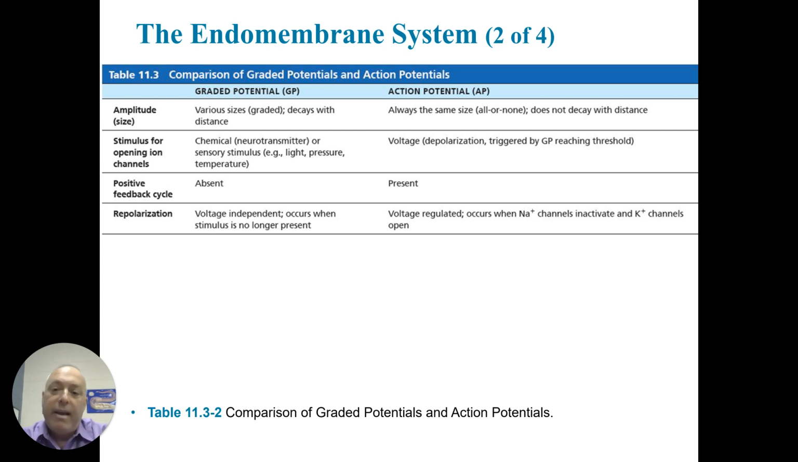Graded potentials have a lower amplitude. They're the smaller potentials that will then add up to create an action potential. There's no positive feedback for graded potentials, and they dissipate over time. But action potentials are self-propagating. There's positive feedback, which will regenerate the action potential at each different segment of membrane.